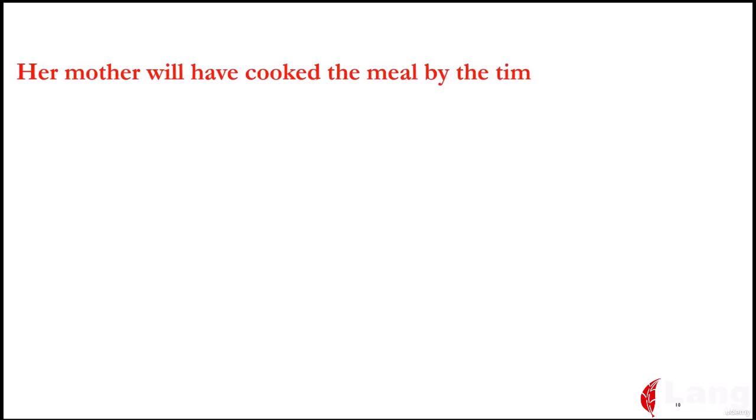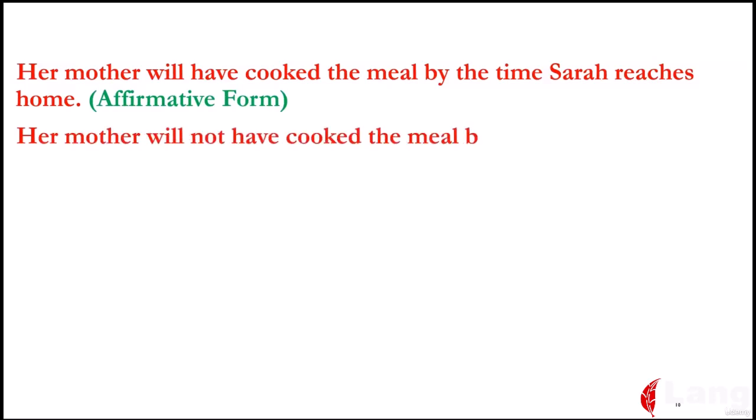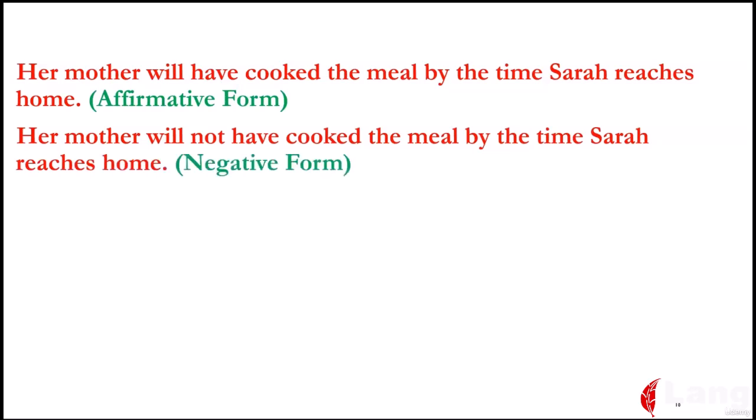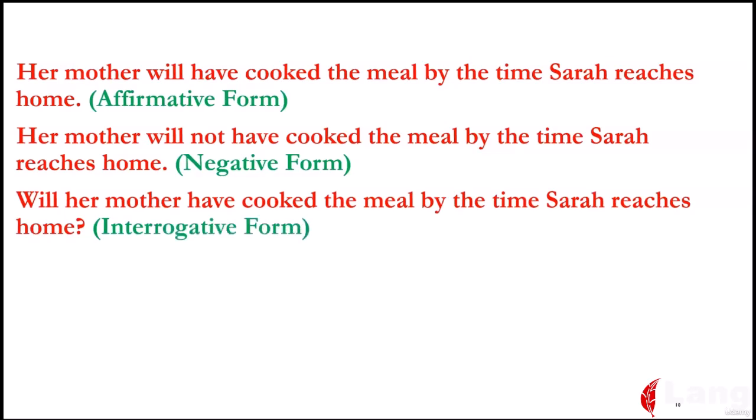Now consider one more example. Her mother will have cooked the meal by the time Sarah reaches home. This is the affirmative form. The negative form is her mother will not have cooked the meal by the time Sarah reaches home. The interrogative form is will her mother have cooked the meal by the time Sarah reaches home?